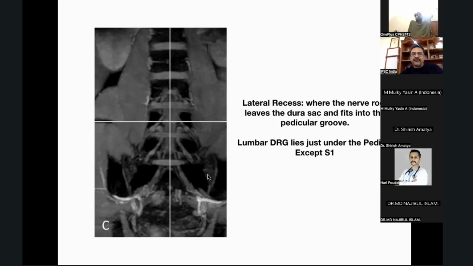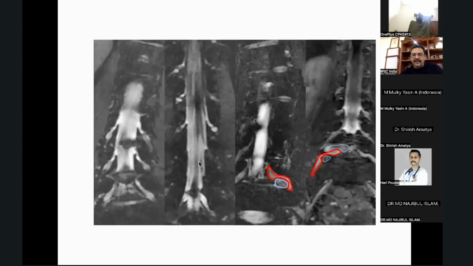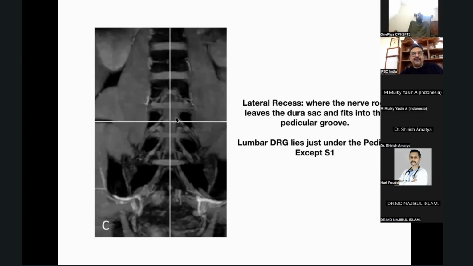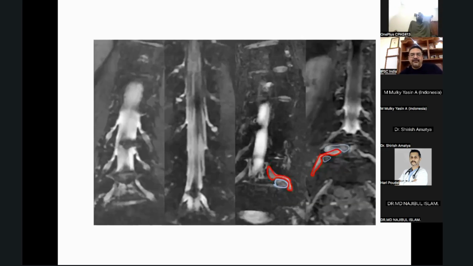The DRG, except for the S1, yes, this is important. The DRG of the S1 lies somewhere over here. It is not in the foramen because, as I was telling, if you look at this, all of the nerve roots come out of this dural sac almost at the level of the pedicle, whereas the S1 root exits the dural sac and forms the DRG over here before entering the foramen. So S1 is the exception to this, in that it doesn't lie in the foramen.